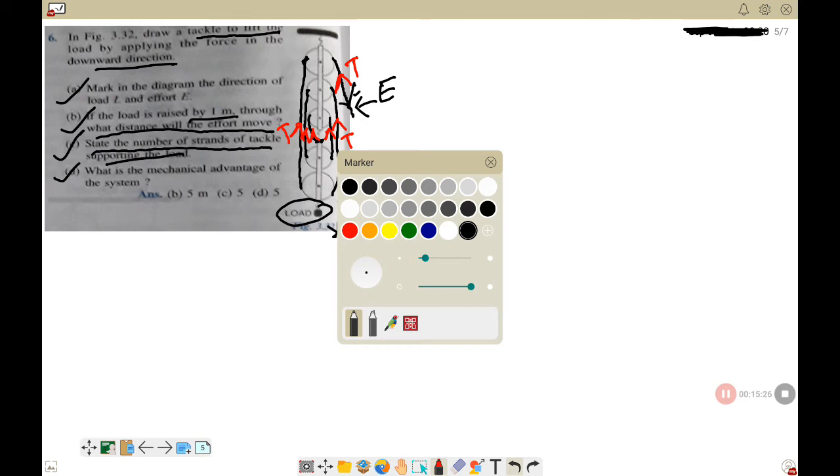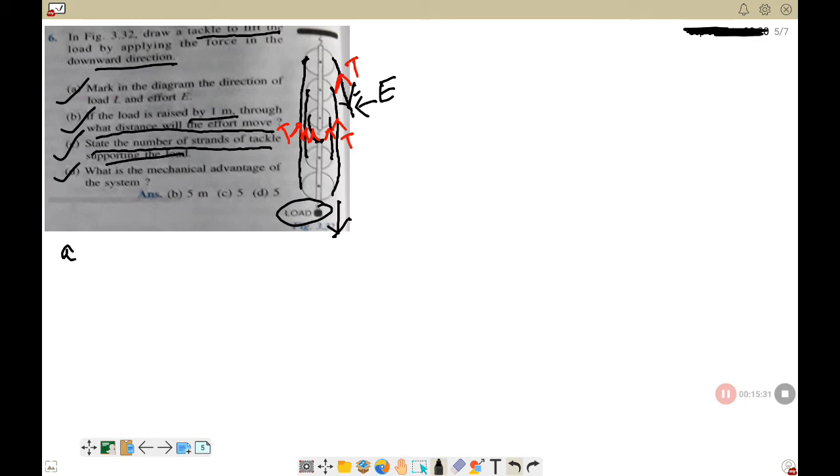Number B says, to what distance it will move. Now, this is a very simple question. If the load moves by 1 meter, effort will be moved by 5 times, because it has how many pulleys? 5 pulleys, and how many strands, how many segments of the string are here? 5 segments. Okay, so the solution for number B will be the effort moves equals 1 meter into 5.